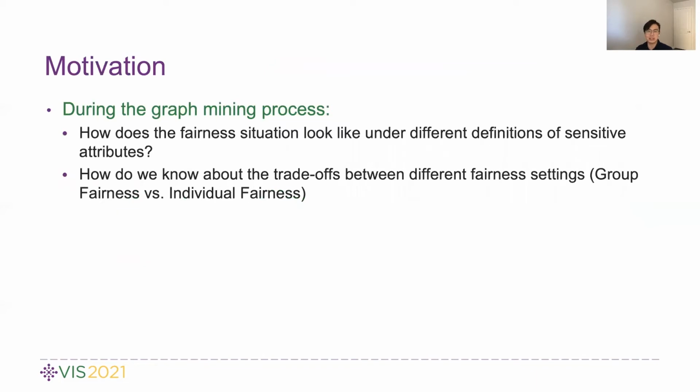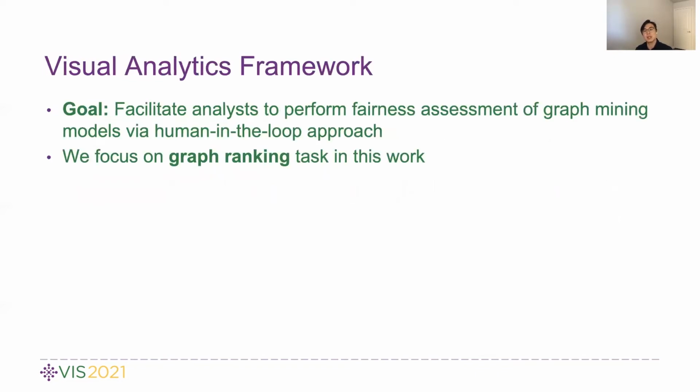Thus, the motivation of the study is to explore and understand the fairness situation of graph mining models under different definitions of sensitive attributes, as well as the trade-offs between different fairness settings. Apparently, a human-in-the-loop approach can be a potential solution to address the problem. The goal of our visual analytics system is to facilitate analysts in performing a fairness assessment of graph mining models with a human-in-the-loop approach. In this study, we focused on the graph ranking task as our major task.